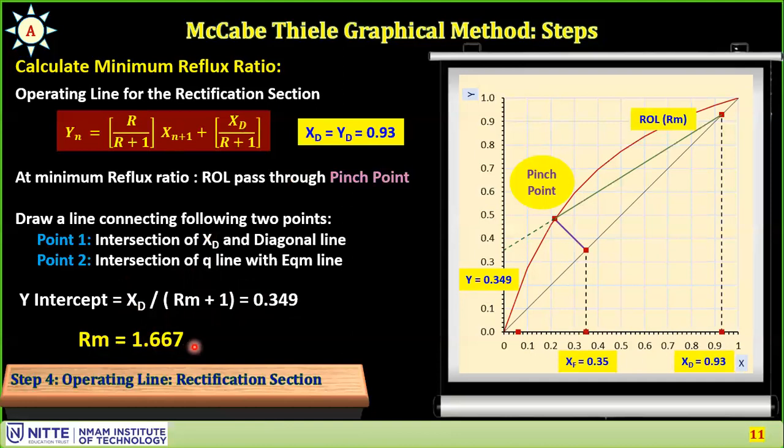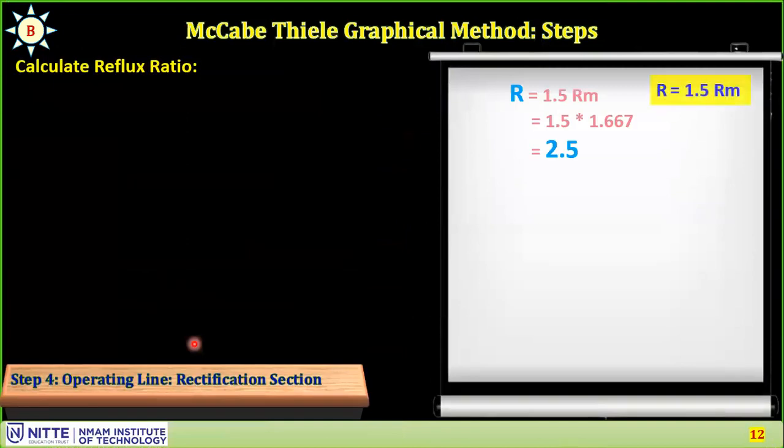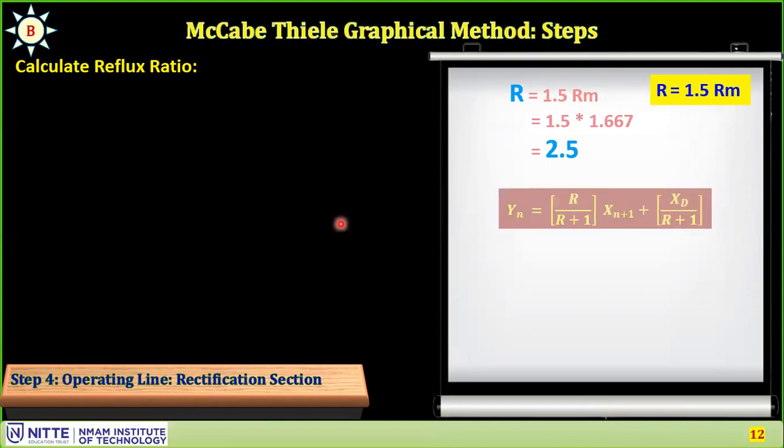So now we know how we draw the minimum reflux operating line at the pinch point. Then we extend it, we get the intercept. Using the intercept, we calculate the minimum reflux ratio. Given the minimum reflux ratio, you can calculate the actual reflux ratio. What is that reflux ratio? 1.5 times the minimum reflux ratio, which comes out to be 2.5. Alright, so we know the R value now.